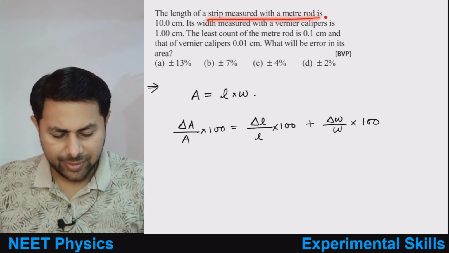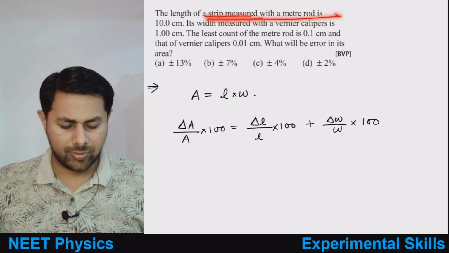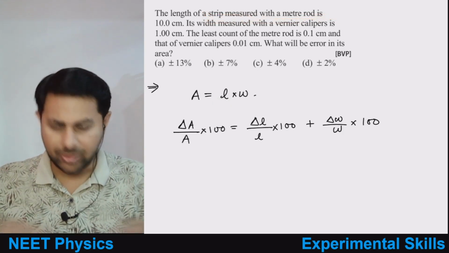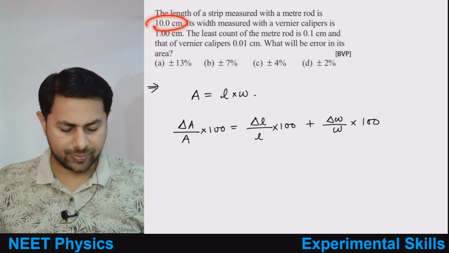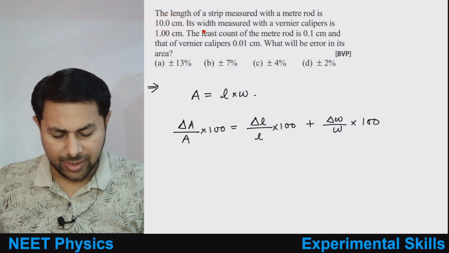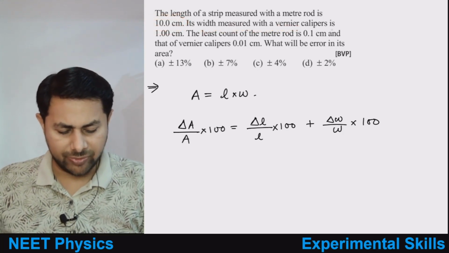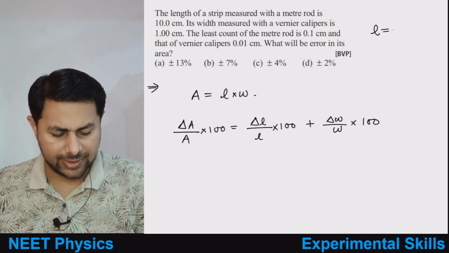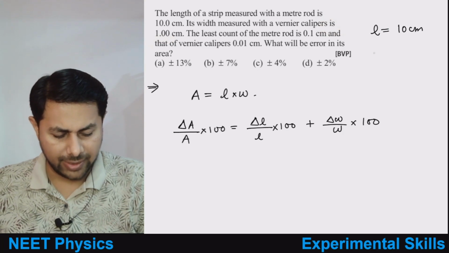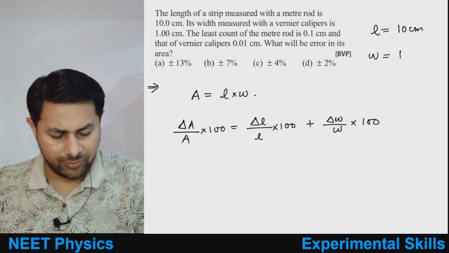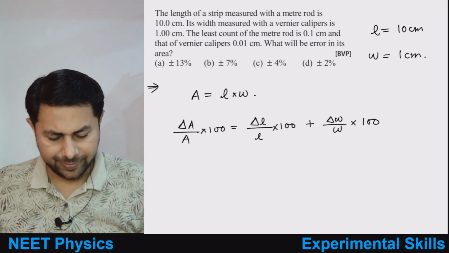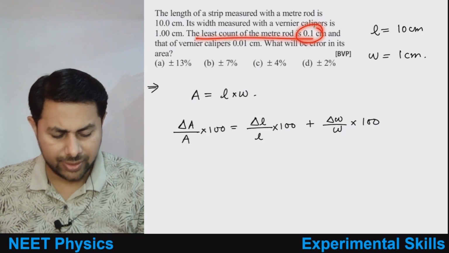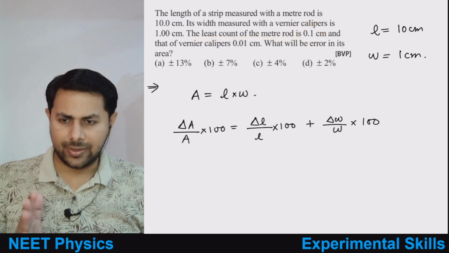The length measured with the meter rod is 10 centimeters, and its width, which is measured with the vernier caliper, is 1 centimeter. So you are given that L is equal to 10 centimeter and width is equal to 1 centimeter. But then the least count: what could be the error in the measurement?